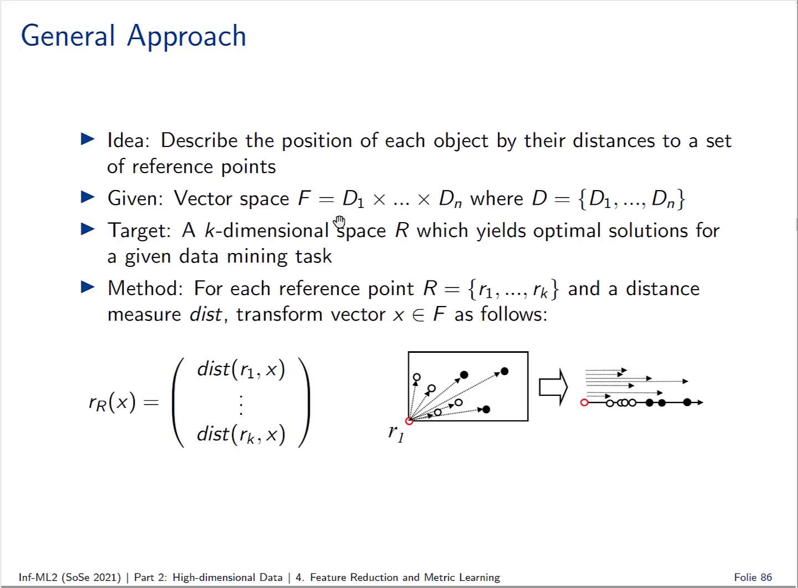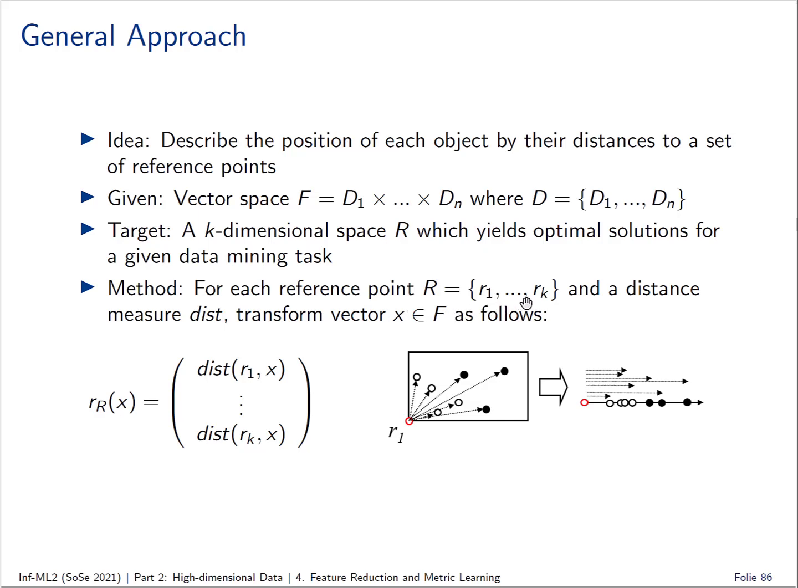So given a feature space which is n-dimensional, with n features. Sorry, the terminology is not really consistent, but let's keep it like this first of all. D1 to dn are the original features, and the target is a k-dimensional space, because we want to derive new features which yield an optimal solution for the given data mining task. Now, as I said before, we are given a set of reference points, landmarks, k in that case, because we target a k-dimensional space.